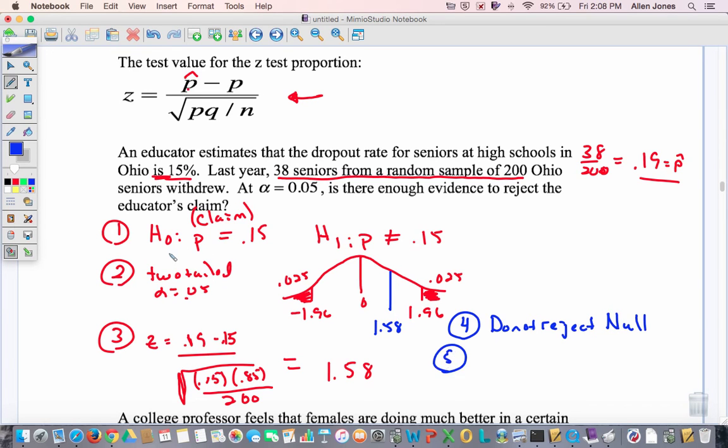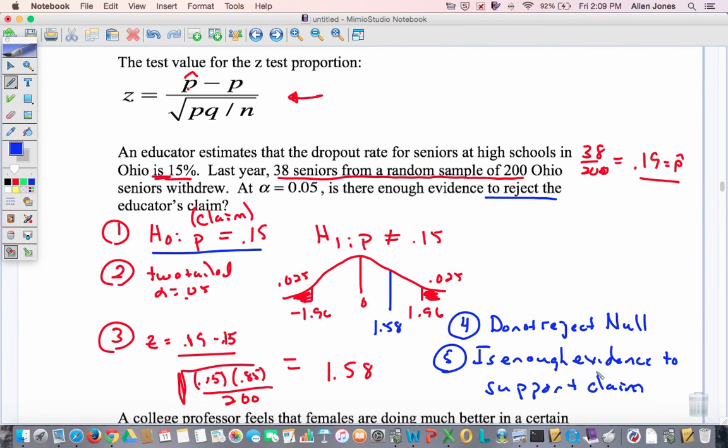And in step number 5, we did not reject the null, so we said this was true, which means the claim is then also true. So there is enough evidence to support the claim. Or if we answer the question, there is not enough evidence to reject the claim.